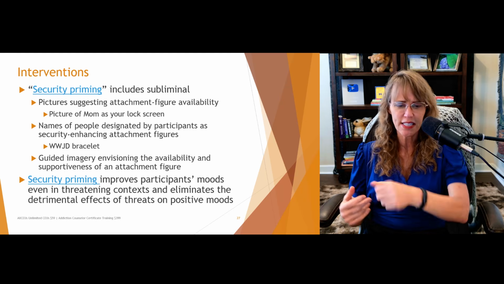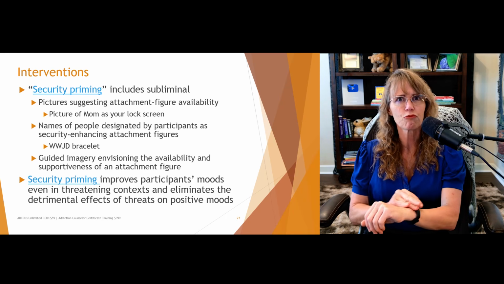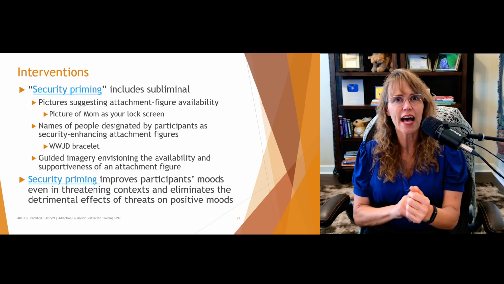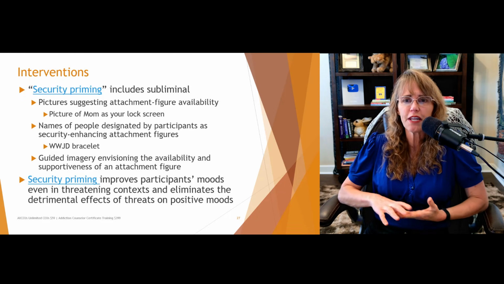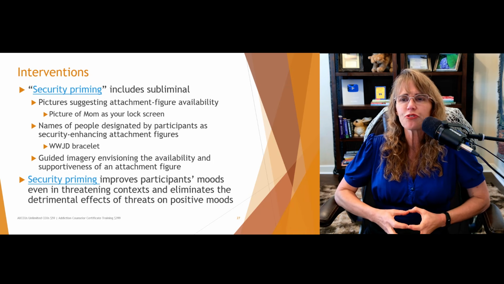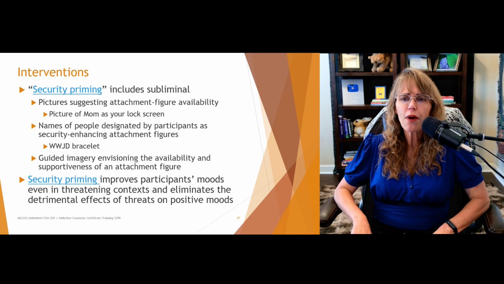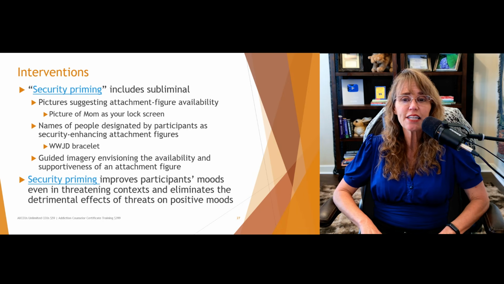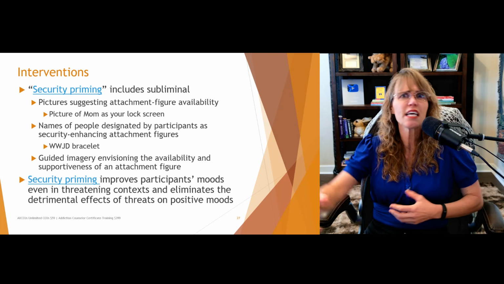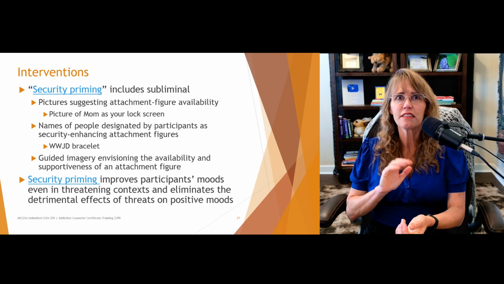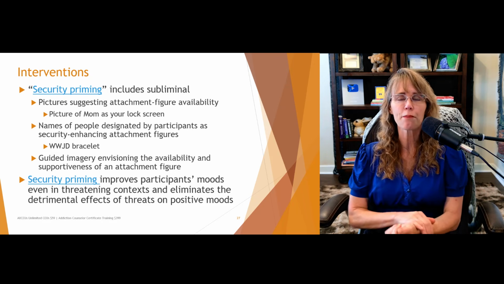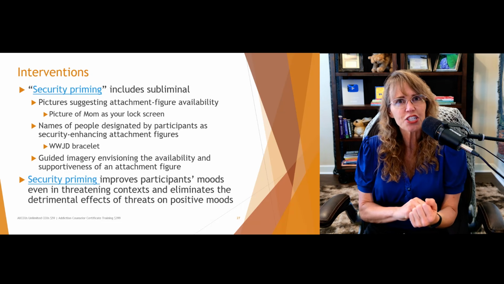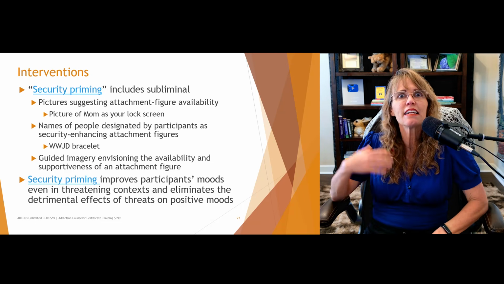When they felt distressed, they could look at their wristband, or they could hold on to that, and people felt a sense of security from that. And guided imagery, envisioning the availability and supportiveness of the attachment figure. Security priming improves participants' moods even in threatening contexts and eliminates detrimental effects of threats on positive moods. So if you're getting ready to go into a hard test or a doctor's appointment, and you have that picture, you have that bracelet, and you feel a connection to that security person, then it serves as a buffer.